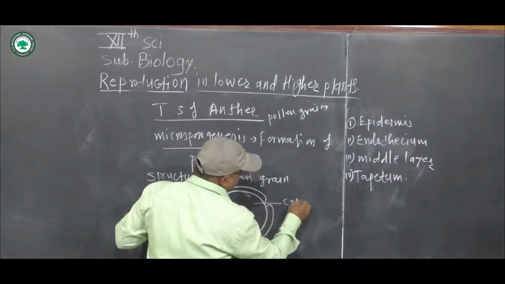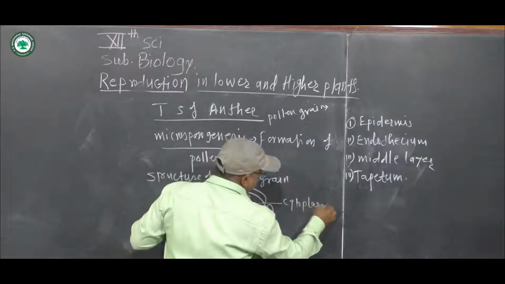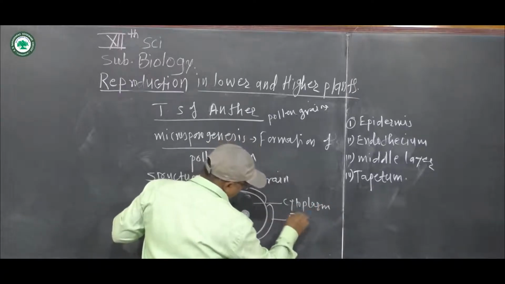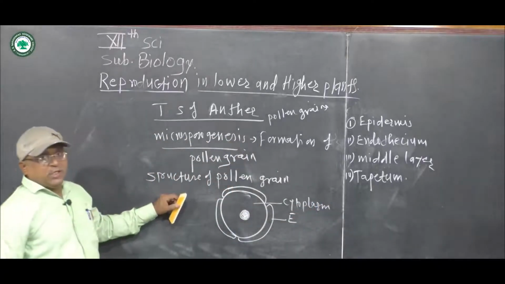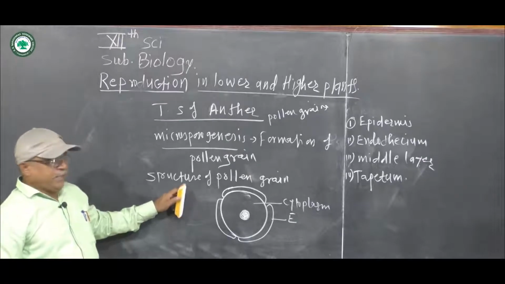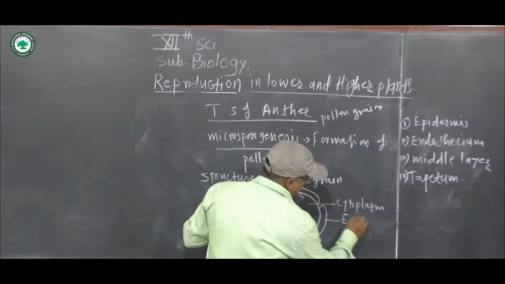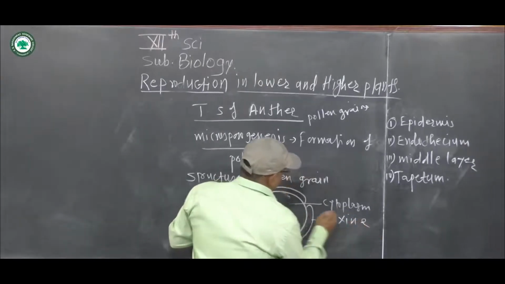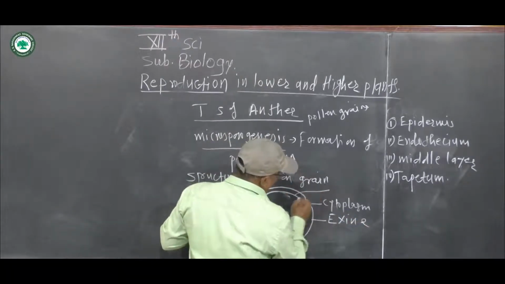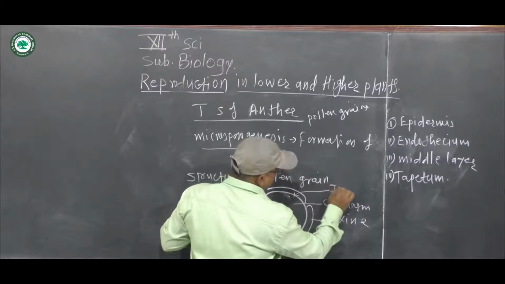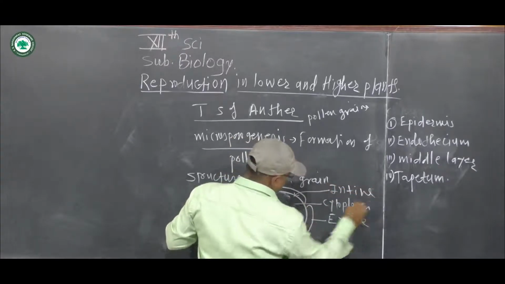Cytoplasm. What is the outermost layer of the pollen grain? Name of the outermost layer of pollen grain. That is exine. Name of the inner layer of pollen grain. Intine.